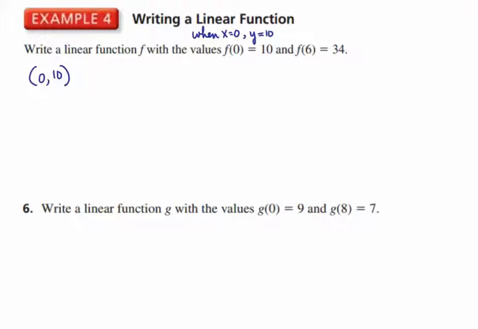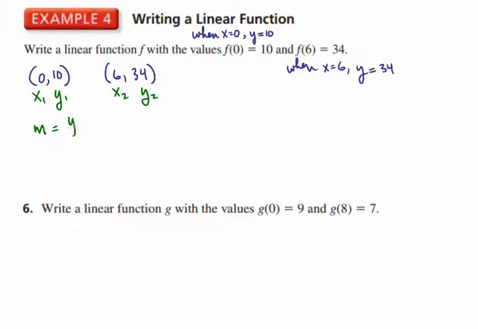So if that's true, the next part, which says f of 6 equals 34, means that when x is 6, y is 34. And so all I want to do now is write a linear function, which is really no different than writing a linear equation. And I'm going to work the same way I always have. I'm going to label my points x1, y1, from left to right, x2, y2. I am going to find the slope. M is equal to y2 minus y1 over x2 minus x1.